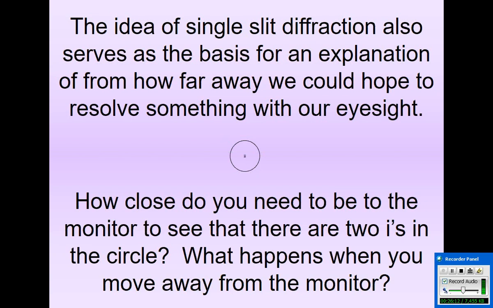Take a look at the image on the screen. You see a circle and you see a pair of the letter i, two lowercase i's in the center of that circle. Now, if you move your head far enough away from the screen and look at the image, at some point those two i's are going to blur together, and you won't be able to recognize that they are two i's. The question that I want to pose is, what's the farthest away you can be from your screen and recognize those two i's as two separate objects?